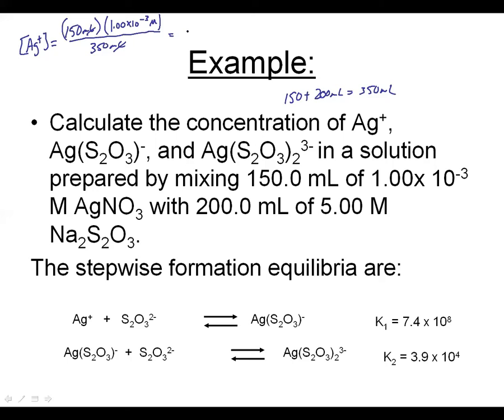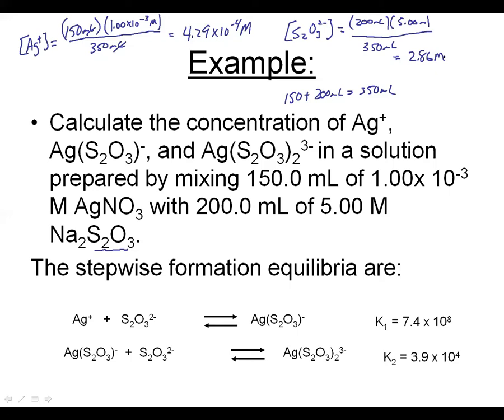So really, when we mix this together, our silver concentration is something like 4.29 times 10 to the minus 4 molar. We would also want our S2O3 2 minus, which would come from our sodium thiosulfate. We take the same sort of calculation: we're going to use 200 milliliters of it, and its concentration is 5 molar, again divided by the total volume of our mixture, which is 350 milliliters. And that will get us 2.86 molar for that one.